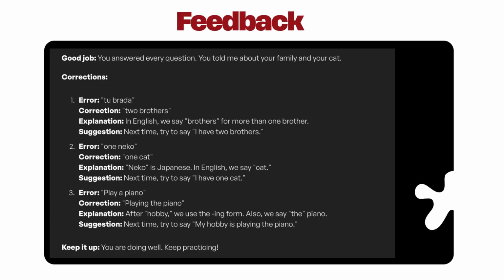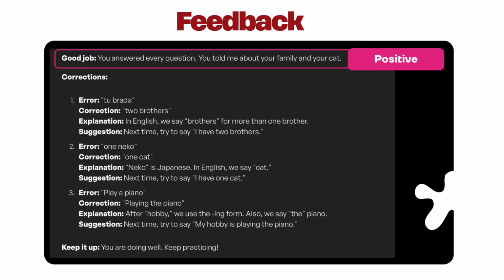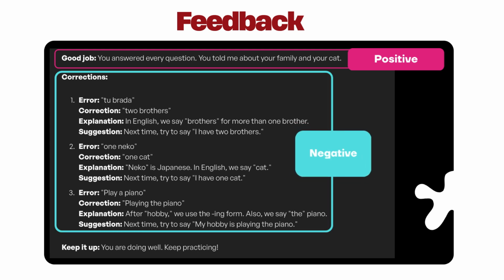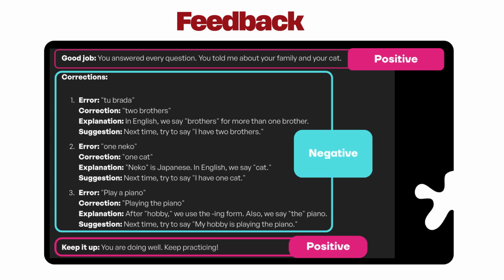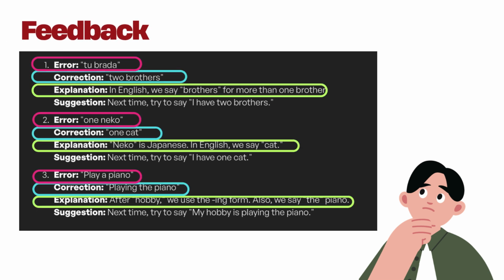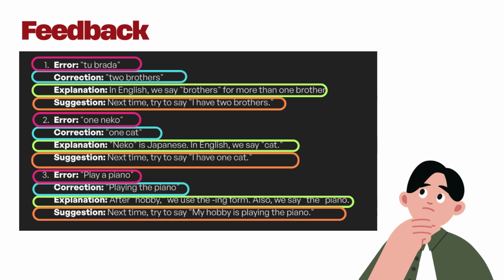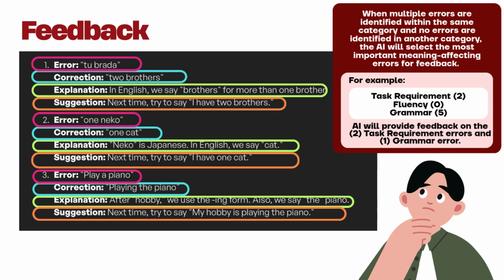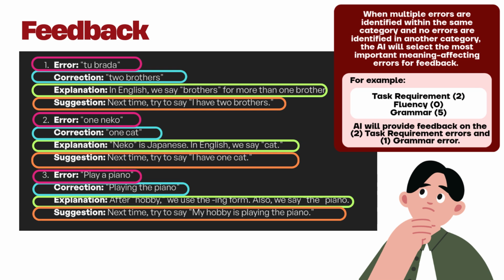The AI follows the PNP, positive, negative, positive, feedback approach. During the feedback stage, the AI first highlights a positive aspect of the student's performance, followed by selected meaning-affecting errors. The feedback concludes with positive encouragement to motivate the student and maintain confidence. For each error, the AI provides the error, the corrected form, a brief explanation, and a feed-forward suggestion for future improvement.